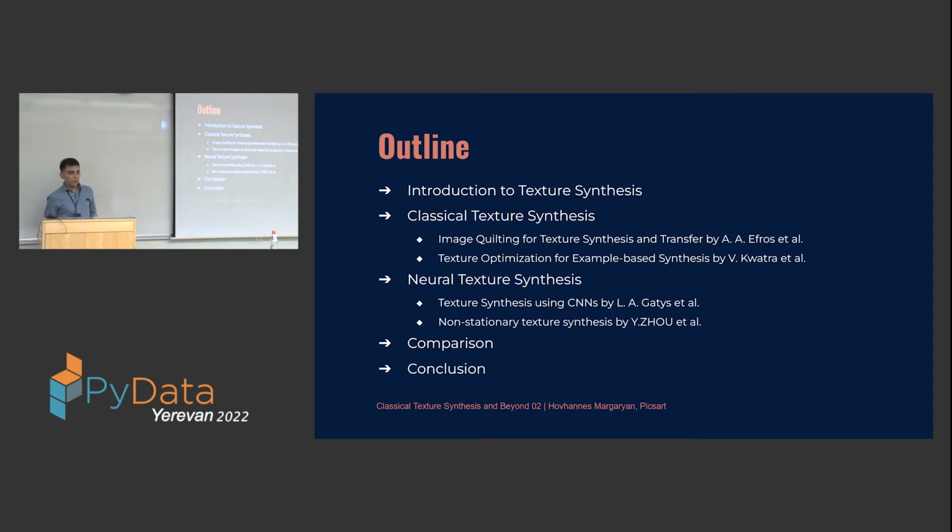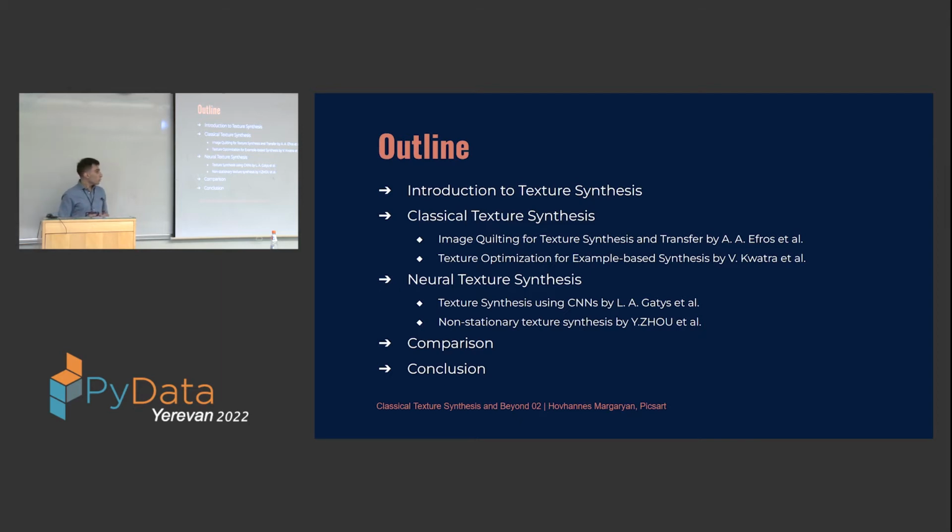and motivation. Next, I will start with classical texture synthesis and talk about two of the most fundamental texture synthesis algorithms. First, image quilting for texture synthesis and transfer by Adversarial et al., whose main contribution is the quilting algorithm for patch blending. And second, texture optimization by Quilting et al., where they define a Markov random field-based similarity metric and base their solution on an optimization problem of an energy function.